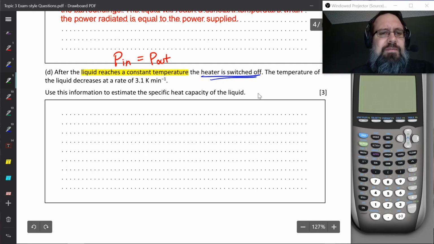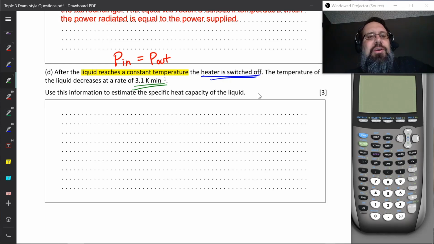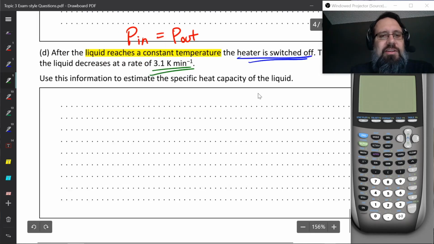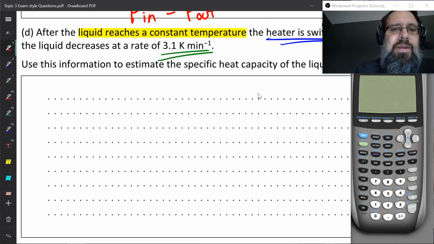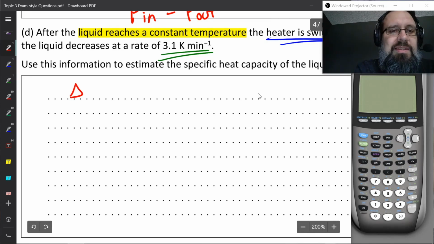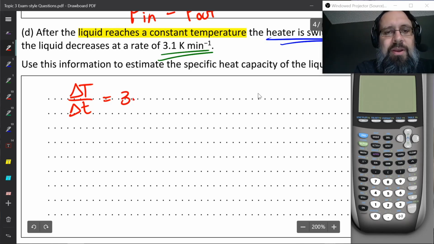It says the temperature of the liquid decreases at a rate of 3.1 Kelvin per minute. Use this information to estimate the specific heat capacity of the liquid. All right, so the very first thing I know I'm going to need to do, and I might as well just do it now, is that the rate of change of temperature is going to be 3.1. Let me write that above the dots. It's going to be 3.1 Kelvin per minute.